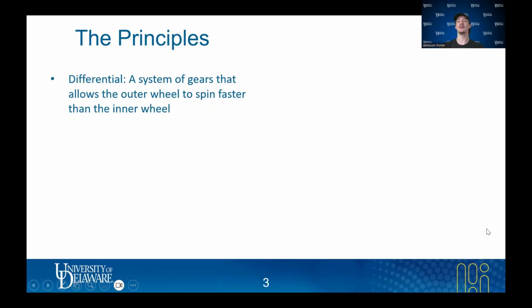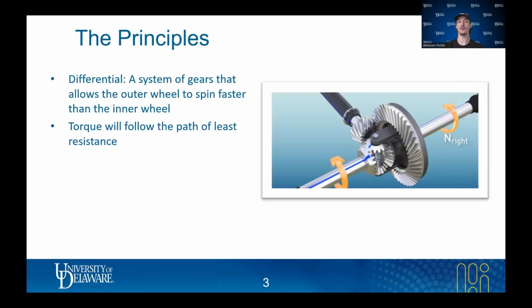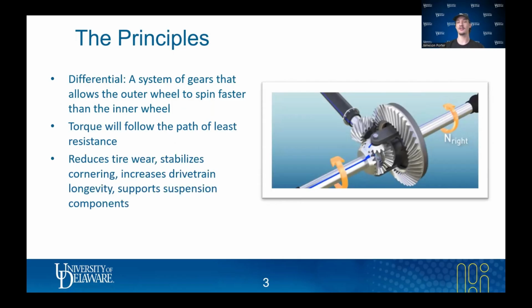So the differential is a system of gears that allows the outer wheel to spin faster than the inner wheel. Torque will follow the path of least resistance through the differential. The differential reduces tire wear. It'll help stabilize in cornering. It'll increase the drivetrain longevity, and it'll also help to support the suspension components of the car.